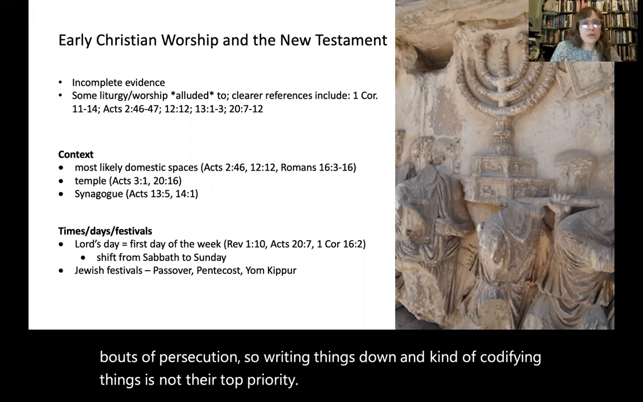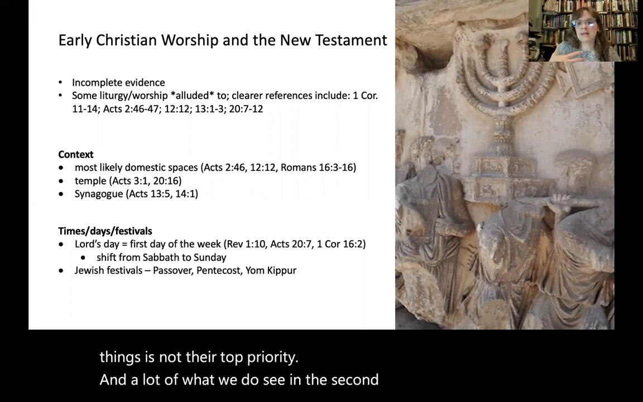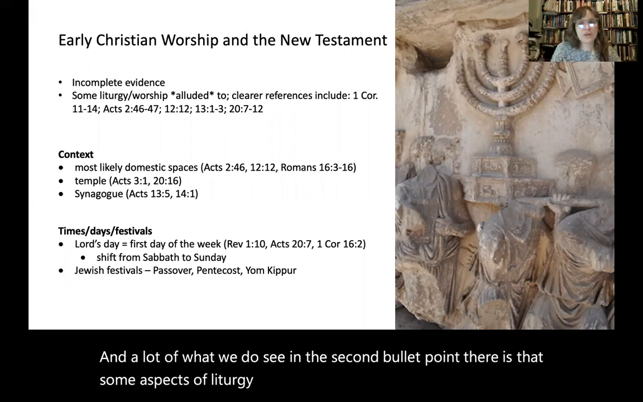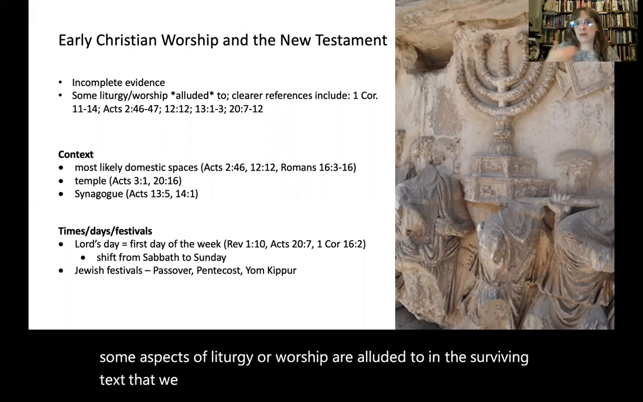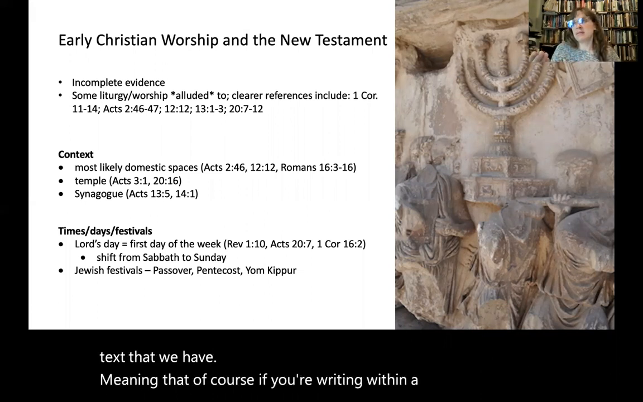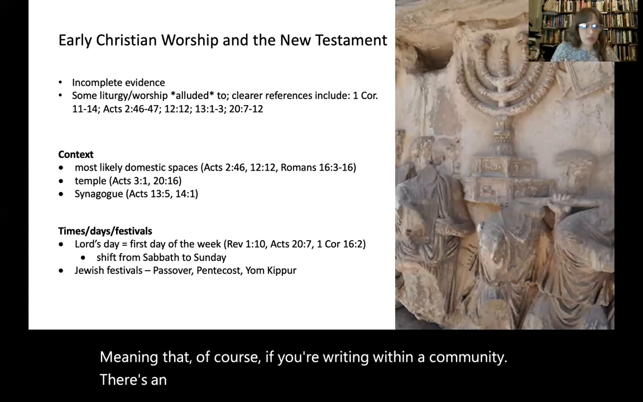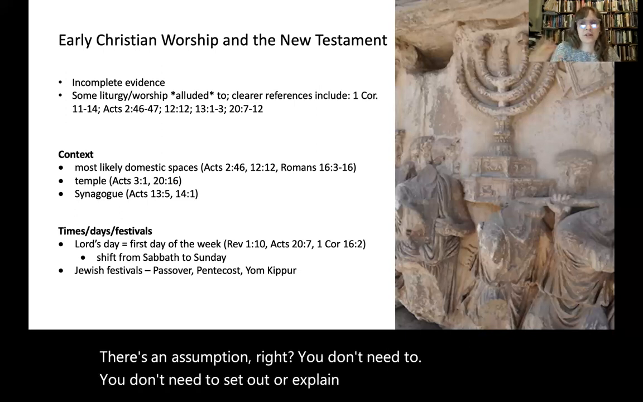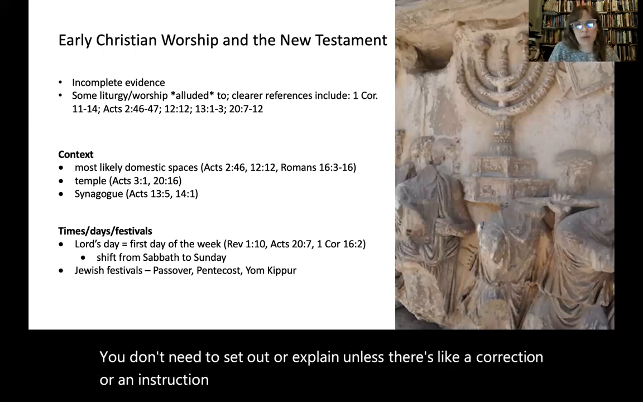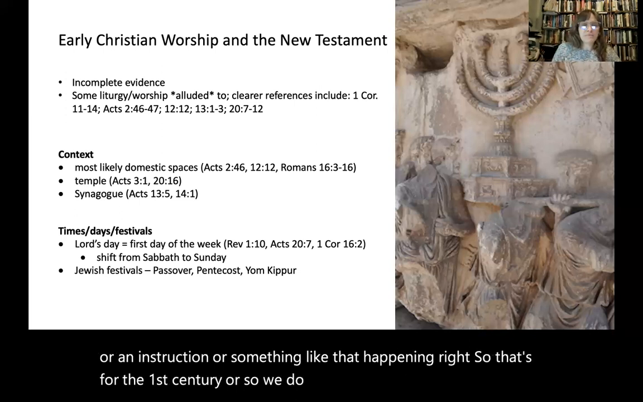And a lot of what we do see, in the second bullet point there, is that some aspects of liturgy or worship are alluded to in the surviving text that we have. Meaning that, of course, if you're writing within a community, there's an assumption, right? You don't need to set out or explain unless there's a correction or an instruction or something like that happening, right? So for the first century or so, we do have some of those aspects alluded to.